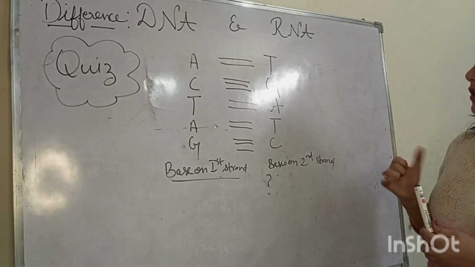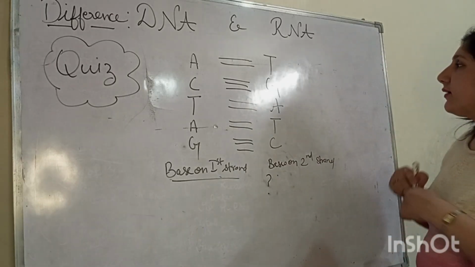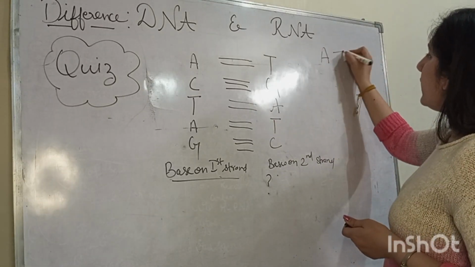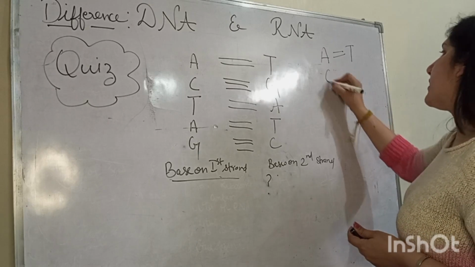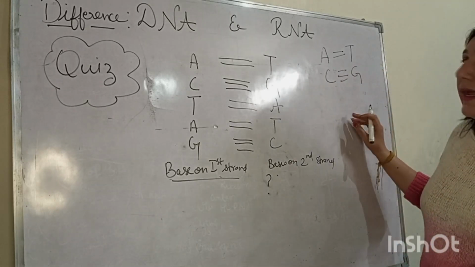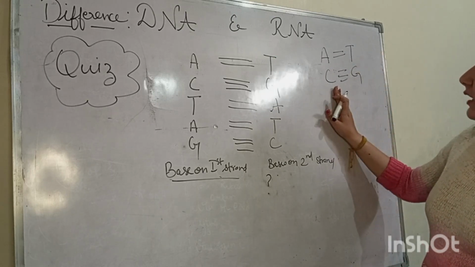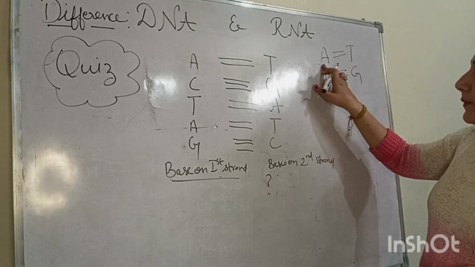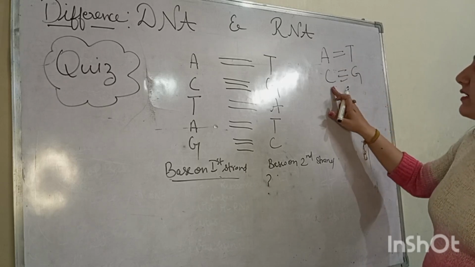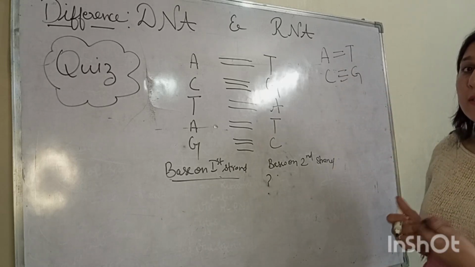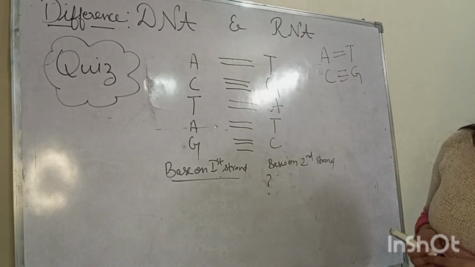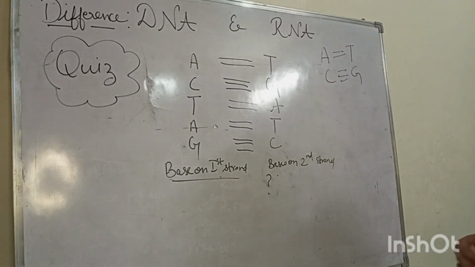Clear students? You can use a mnemonic here. We know that A binds with T and C binds with G. So the mnemonic goes like: apples on the trees and cars in the garage. Apples on the trees and cars in the garage. Just for your better learning or remembrance of this. Moving on to the second question.